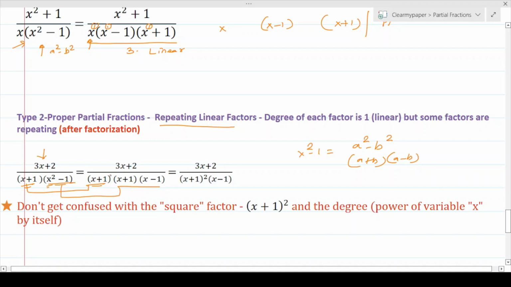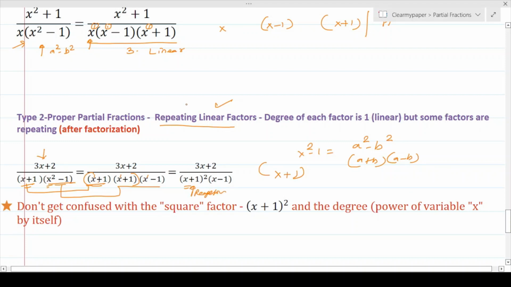Now we have broken down this given rational expression. The denominator is broken down into three factors. All the factors are linear, meaning the power of x by itself is 1. But after factorizing the first two terms, the x plus 1 is repeating. It's repeating twice, one time and two times. So if you see here, I put it this way, this is repeating. So although this is a linear factor, it is repeating.